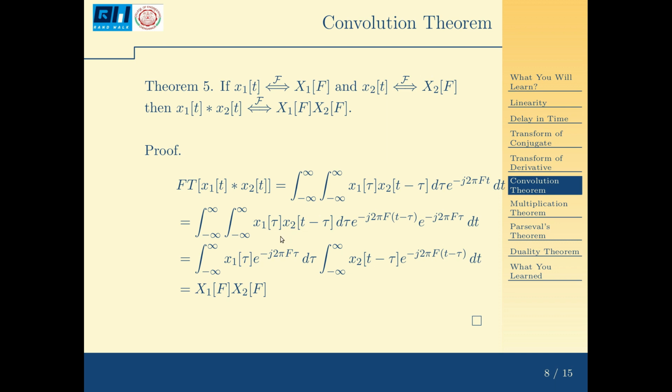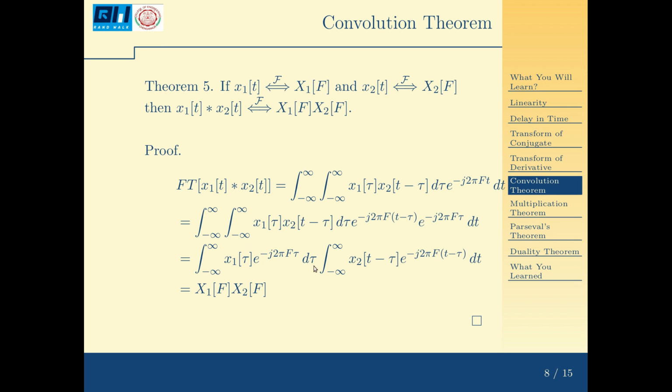I can say this is the double integral of x1(tau) x2(t minus tau) d tau, with e raised to minus j 2 pi f into (t minus tau) instead of e raised to minus j 2 pi f t. Now I have multiplied by e raised to plus j 2 pi f tau, so I have to divide by e raised to j 2 pi f tau, so I add an e raised to minus j 2 pi f tau here, dt d tau. Now I can interchange these integrals and take out the terms in tau: the integral from minus infinity to infinity of x1(tau) e raised to minus j 2 pi f tau d tau, then the integral from minus infinity to infinity of x2(t minus tau) e raised to minus j 2 pi f (t minus tau) dt. So this function is in tau and this integral is in t.